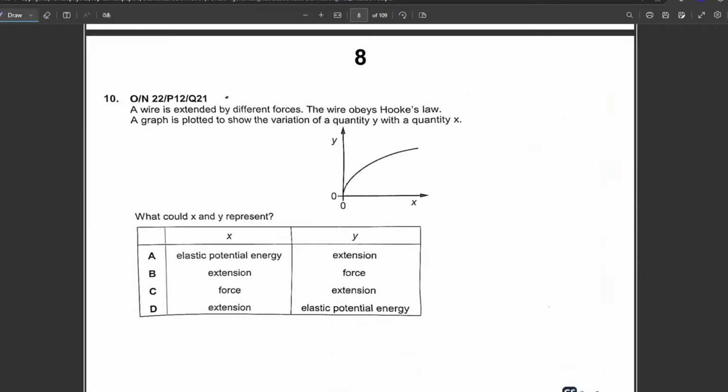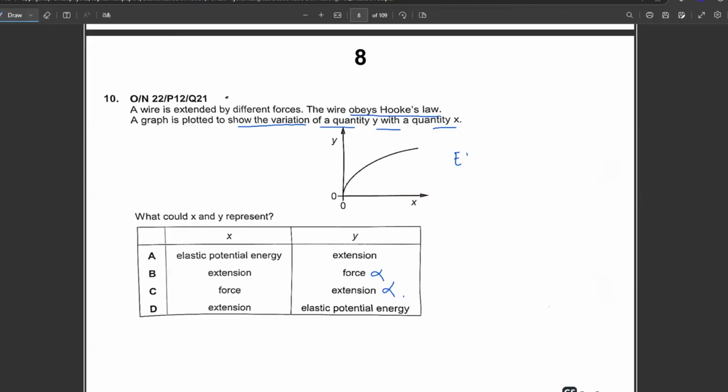Okay, let's see this. A wire is extended by different forces. The wire obeys Hooke's law. Perfect. A graph is plotted to show the variation of a quantity y with quantity x. So if the wire is obeying Hooke's law, this can never be a force versus extension graph, because if the wire was obeying Hooke's law, the force versus extension graph would have been linear. So B and C options get cancelled out. Now A and D remain.